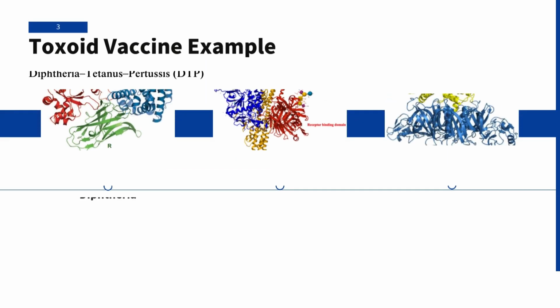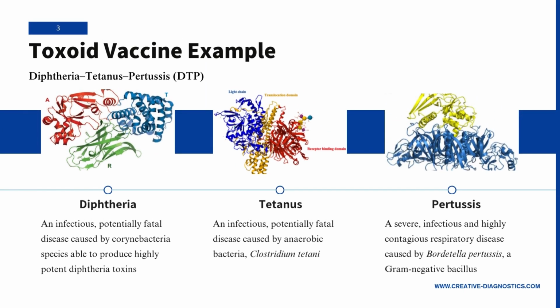Classic examples of toxoid vaccines are tetanus and diphtheria vaccines, which use chemically inactivated toxoid combined with an adjuvant such as alum to effectively protect against the disease. The diphtheria, tetanus, pertussis vaccine was one of the first vaccines used in humans. It protects against 3 serious and potentially fatal diseases that affect children and adults.